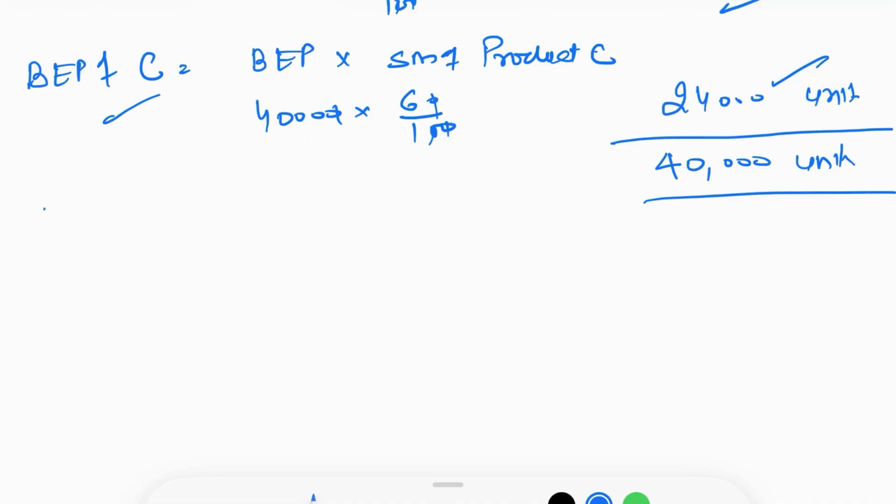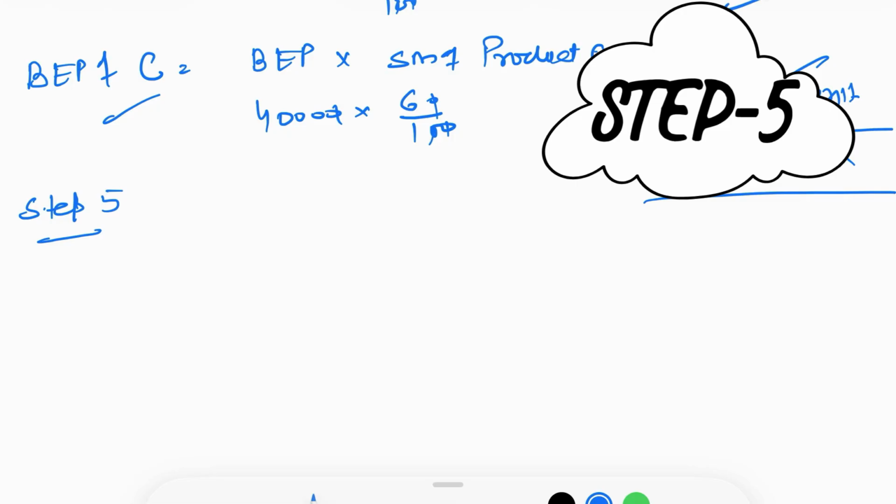Now I said, you need to do one more thing. You tell me, because total revenue and total cost are in rupees, can you tell me how much money I will get when this break-even point is covered? I said yes. So let's calculate the last step.